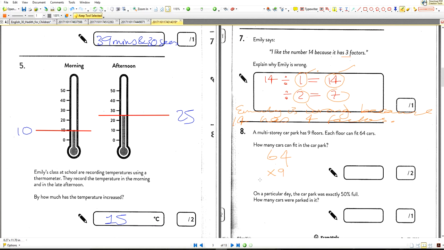Okay, 64 times 9. Question number 8. And that will give us an answer of 576. On a particular day, the car park was exactly 50% full. How many cars were parked in it? Now, in our previous videos, we talked about 50% being equivalent to a half. So we've got to work out half of 576. So 576, we've got to divide by 2, and that will give you 50%. So 576 divided by 2 gives us a nice answer of 288.